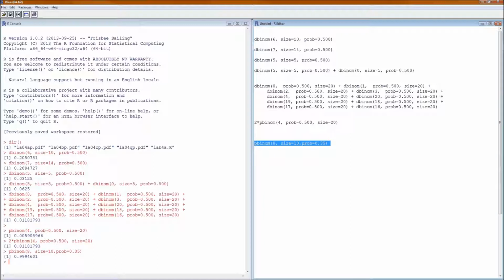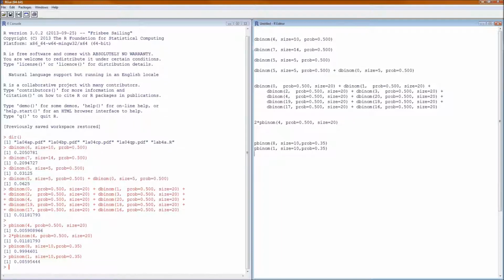If I want to know the probability of getting 1 or fewer, the only thing I need to change is that 8 to a 1. 8.595444% chance of getting 1 or fewer heads under those conditions.